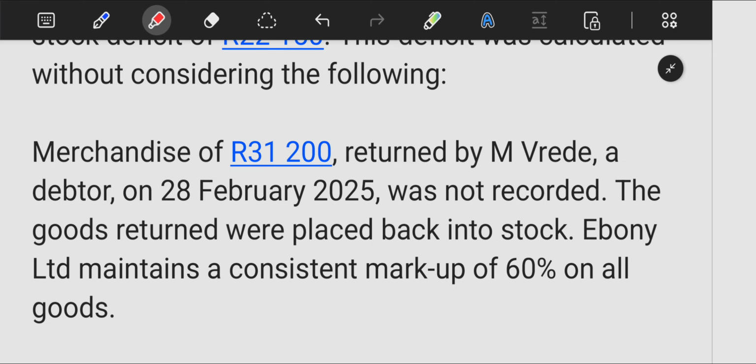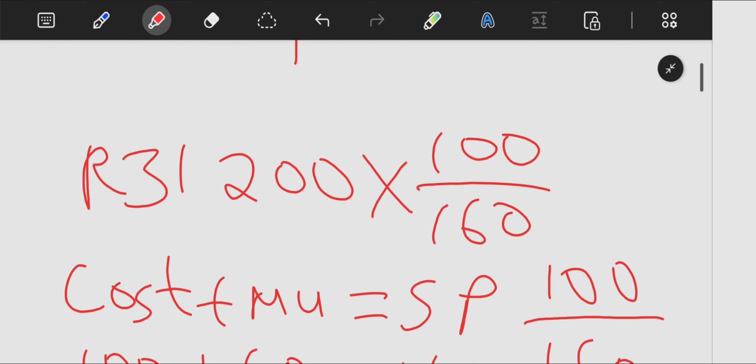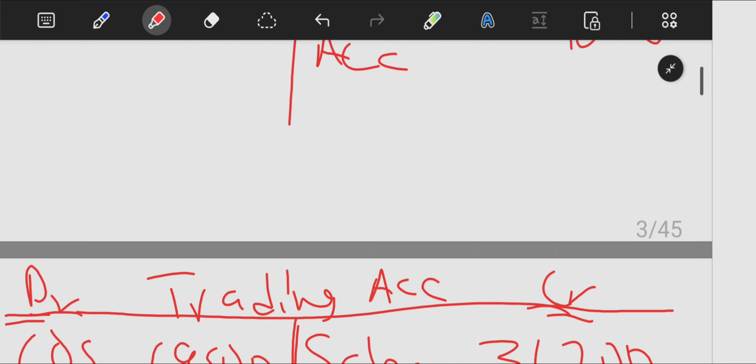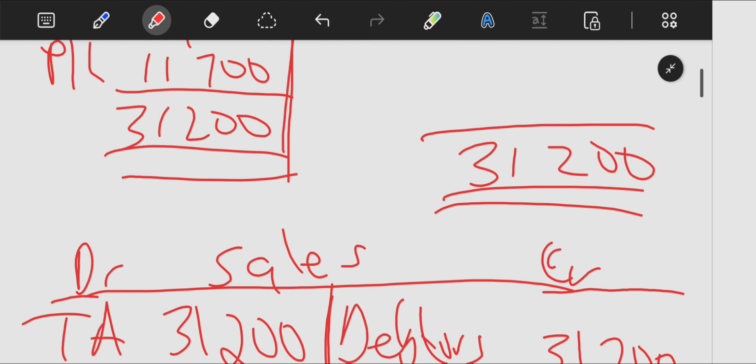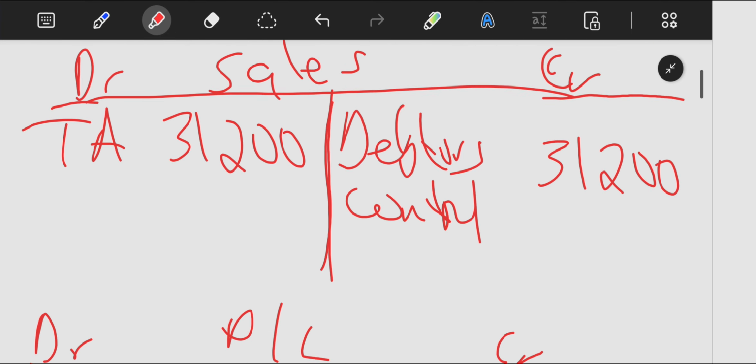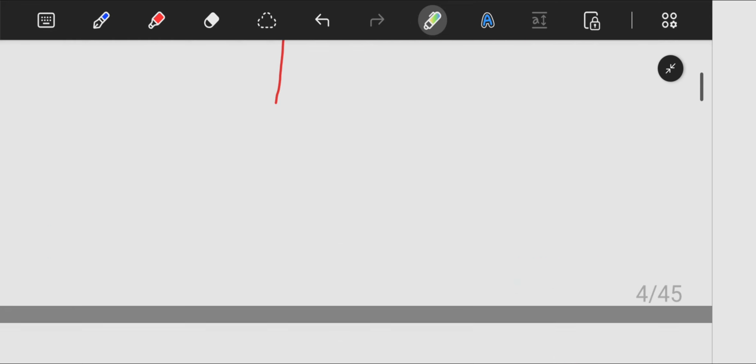Mfrede has returned this value of merchandise, but now we are starting on what happened when we sell, so that when you return, you know the impact of the return and how it affects your trading stock. We were here, right? Now remember, I said wherever there is a credit, there's going to be a debit. Now let's go to our debtors control account.